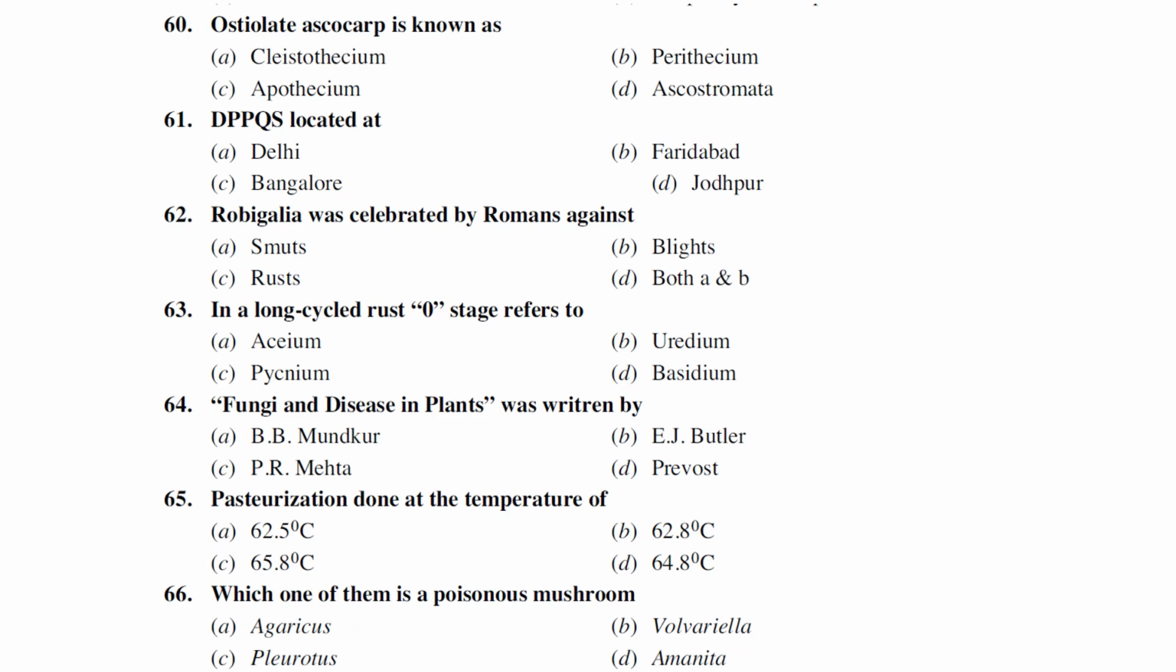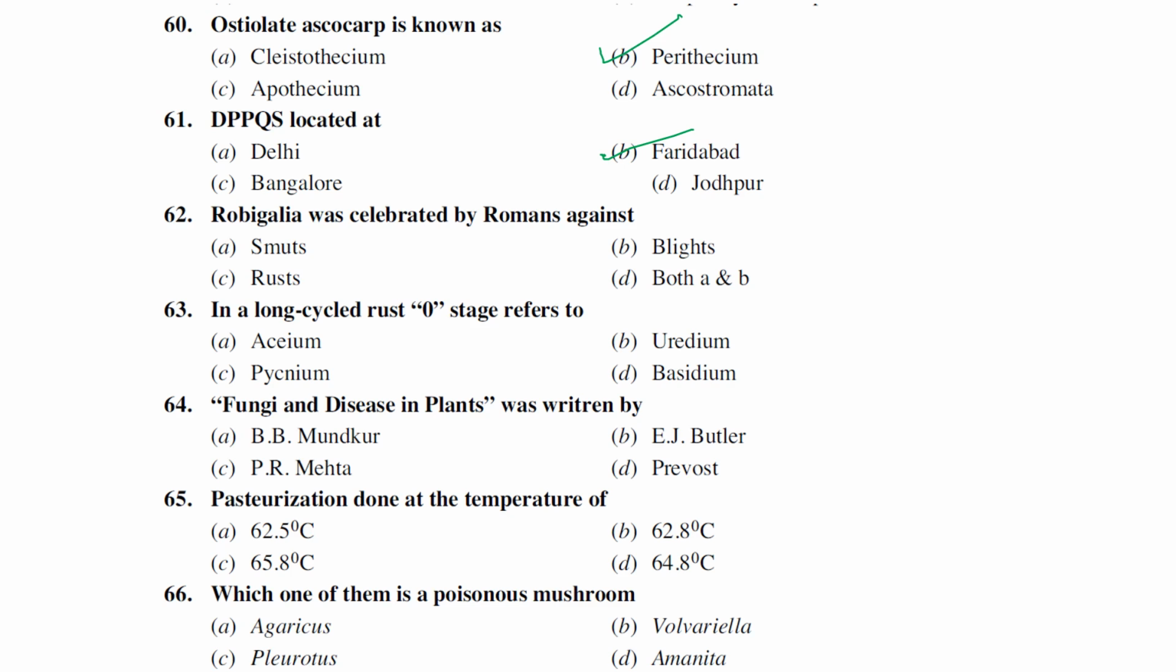The next one, ostiolate ascocarp is known as, I think this question already came. Ostiolate ascocarp is known as perithecium. The next one, DPPQS, Directorate of Plant Protection, Quarantine and Storage, is located at Faridabad, Haryana. So this DPPQS actually started in 1947, I think. It is based in Faridabad. So all the guidelines related to plant quarantine are given by this DPPQS only.